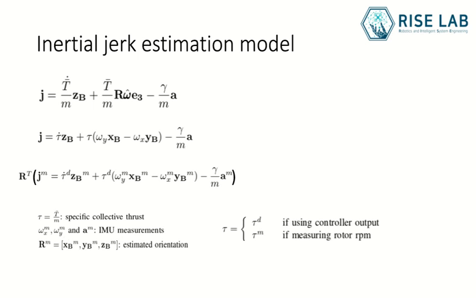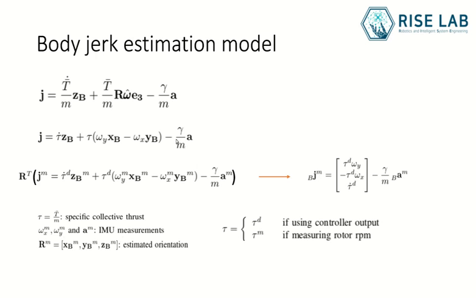Now, if we left multiply this expression by the rotation matrix representing the orientation, we can get a model of the body jerk, in which it is not necessary to have an estimation of the orientation of the system. So we can either obtain an estimation of the inertial jerk or the jerk expressed in the body fixed frame.